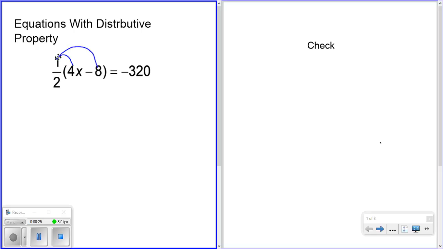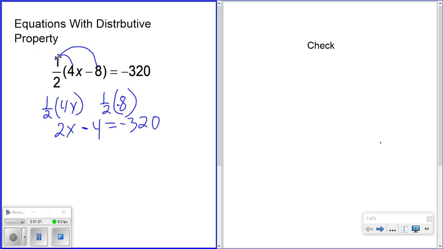1/2 to the -8. So you just simply write that out: 1/2 times 4x, and then 1/2 times -8. I'm sorry, 1/2 times 4. We're just going to use the coefficient to multiply. So 1/2 times 4 is 2, and you'll be left with 2x. And then 1/2 of a -8 is a -4, so we just simply put the negative in front, and then we'll have -4 = -320. From there, this is a simple two-step equation.